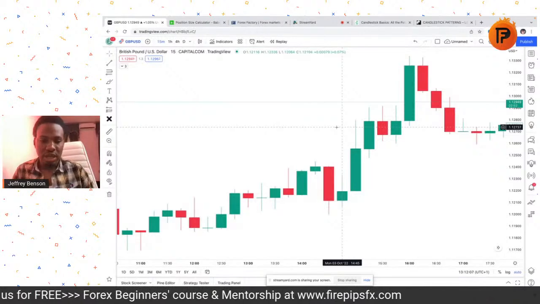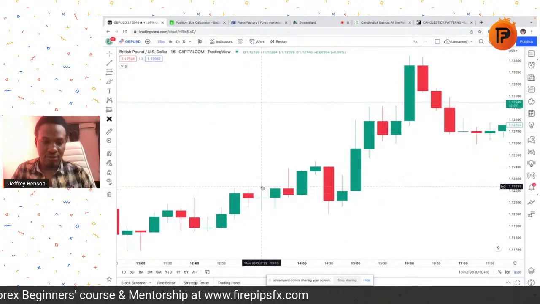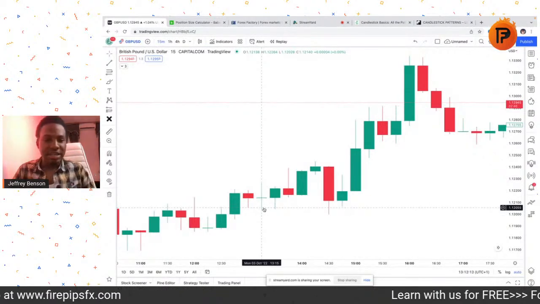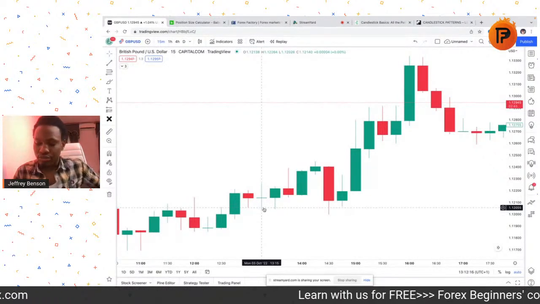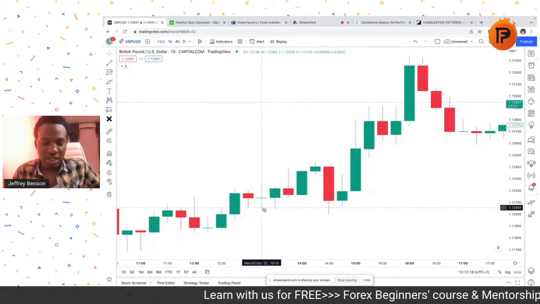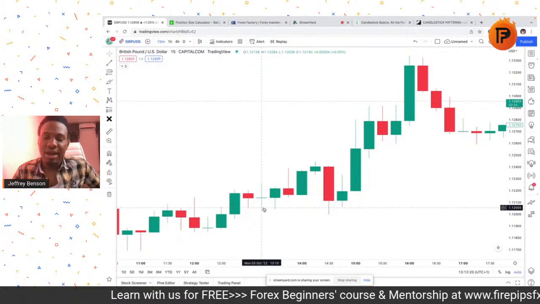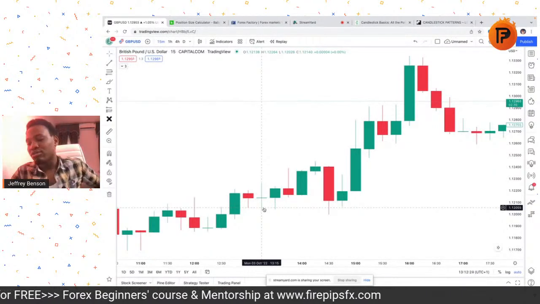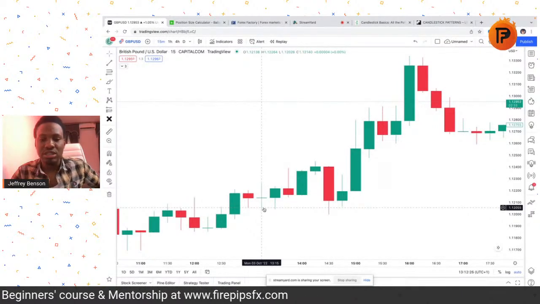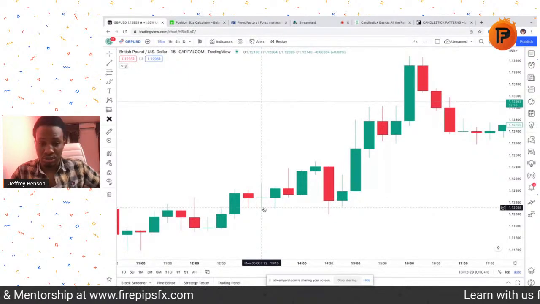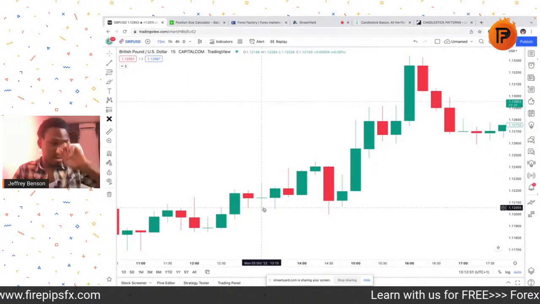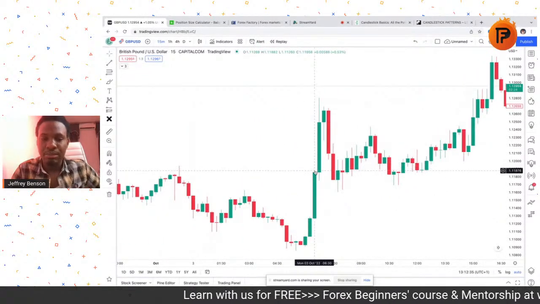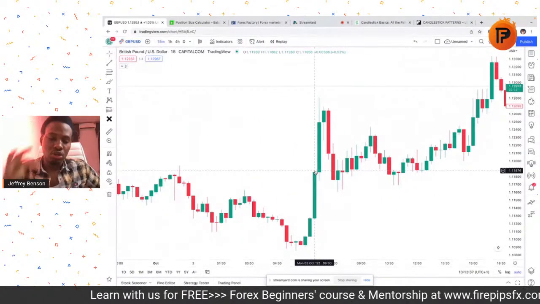So we have a lot of examples of doji. You can see candles that have no body, but just have shadows and wicks. So they show indecision. That is, neither the buyer nor the seller is actually winning. So we have the dragonfly doji and the gravestone doji. If it's a dragonfly doji, that simply means it represents a bullish action.